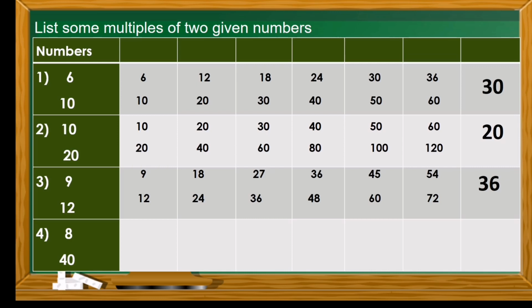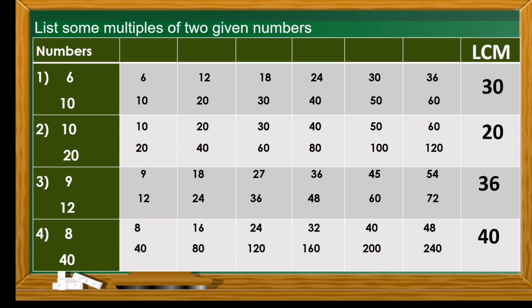Let us move to 8 and 40. So in 8, the multiples are 8, 16, 24, 32, 40, and 48. And in 40, we have 40, 80, 120, 160, 200, and 240. So what is the smallest common in these multiples of 8 and 40? Yes, it's 40. So 30, 20, 36, and 40 is called LCM. And we got this using listing.